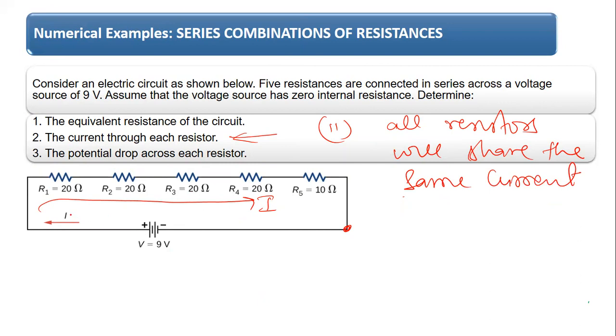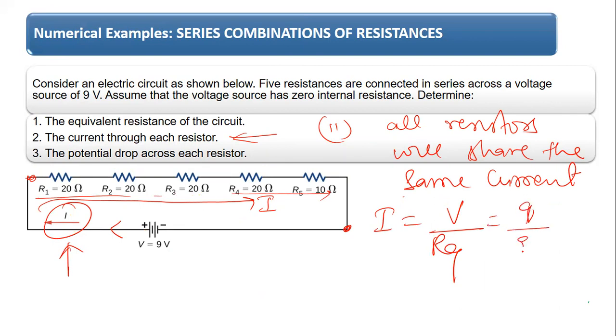And what is that current? It is I. So I is being delivered by this battery. It will go to this branch here and it will be the same in all the resistances. So I is equal to V by R equivalent. So it is 9 volt by 90 ohm. So I is equal to 0.1 ampere.